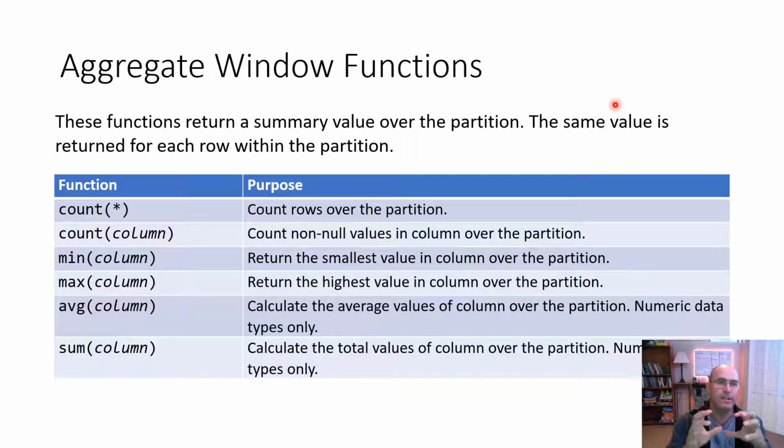Let's begin with the simplest of window functions, the aggregate functions. The aggregate functions look very similar to what we learned just earlier with the aggregate operators. The only difference is that these functions behave over a partition, yielding the same value.